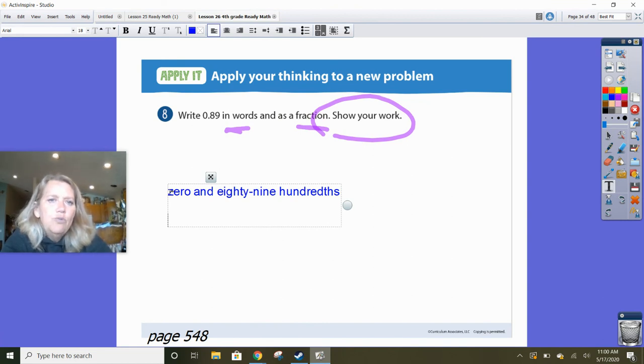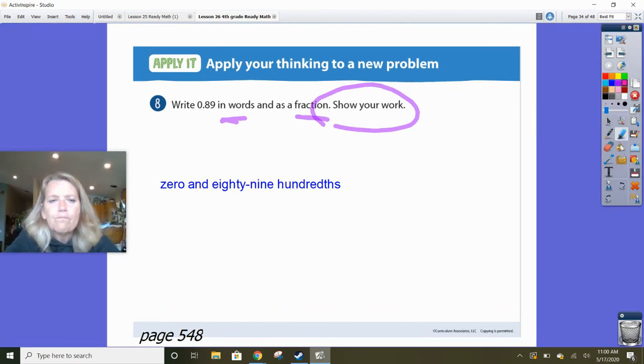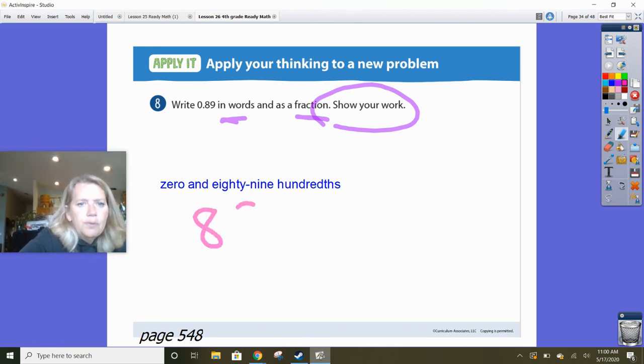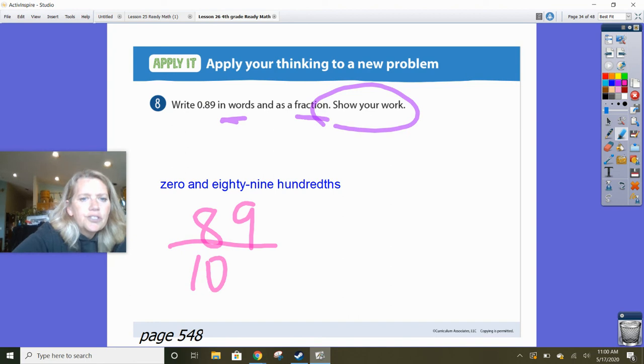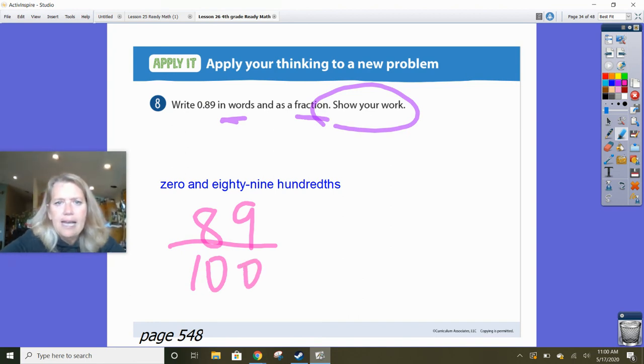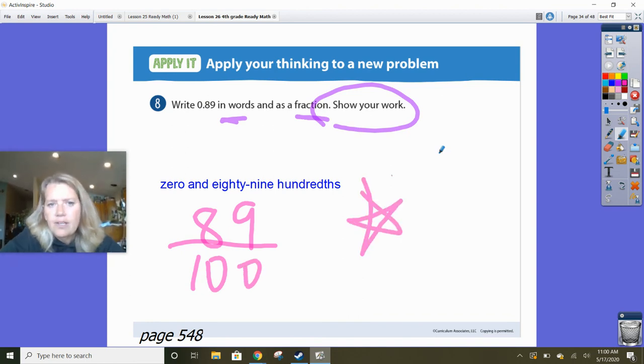Seneca, how would you write that as a fraction? What would you do? Yes, I'll use pink. I agree, Seneca. So you would put 89 hundredths. Cool beans. I agree. All right.